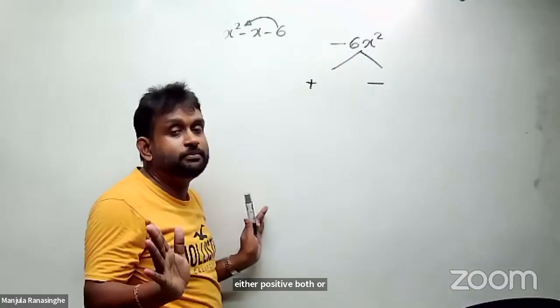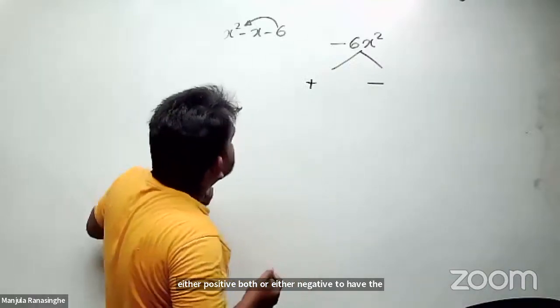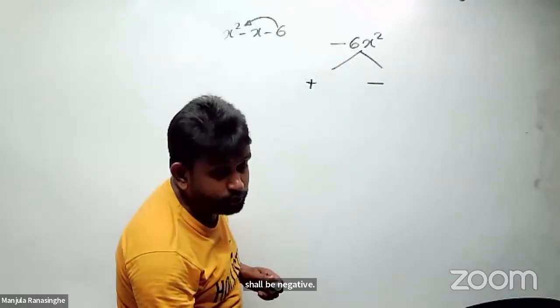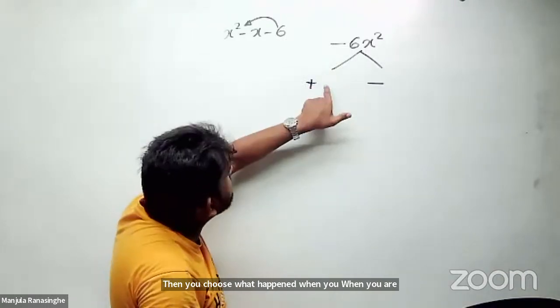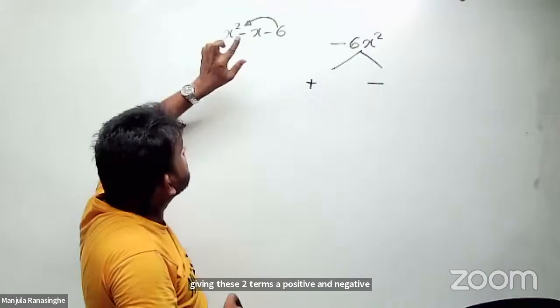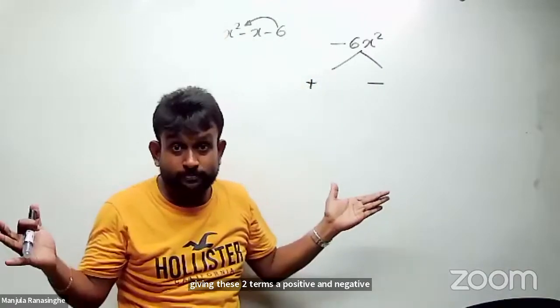But here one shall be positive and one shall be negative. Then you choose what happened when you adding these two terms, the positive and negative, adding means it gives the subtraction.